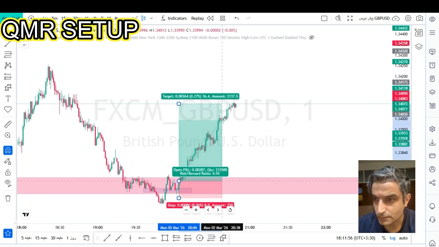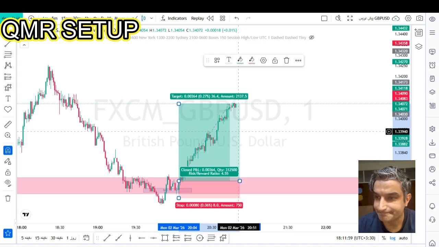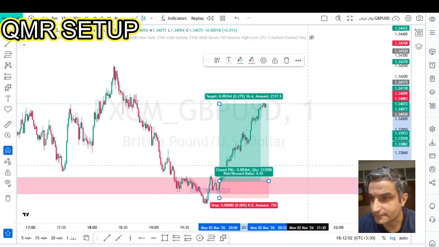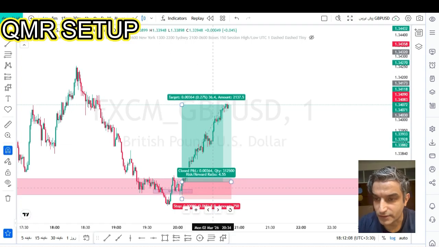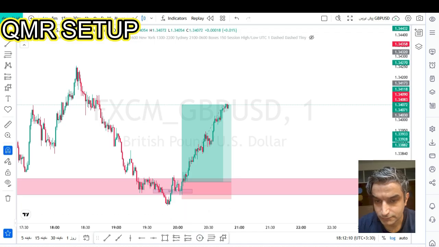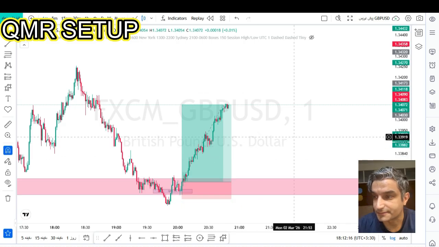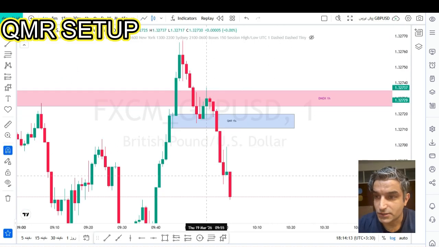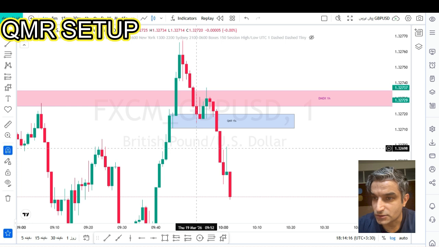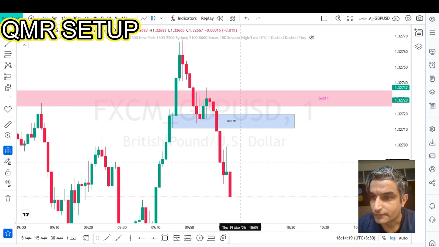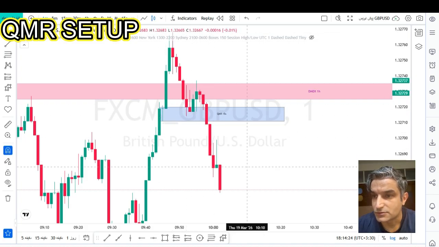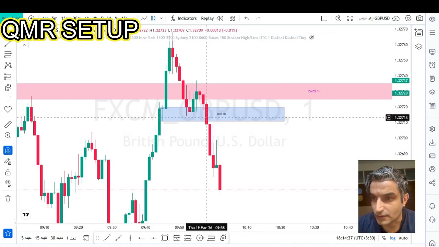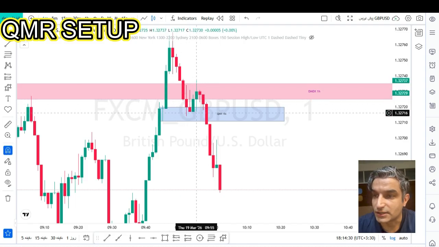Okay. As you see, our target got touched. This is one of our examples. Let's see the second one. Our second example, as you see, is here. We have a little comeback of the price. As you see, we have a block that isn't touched.